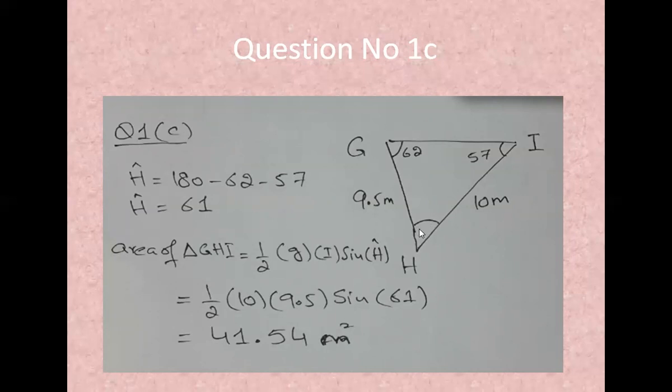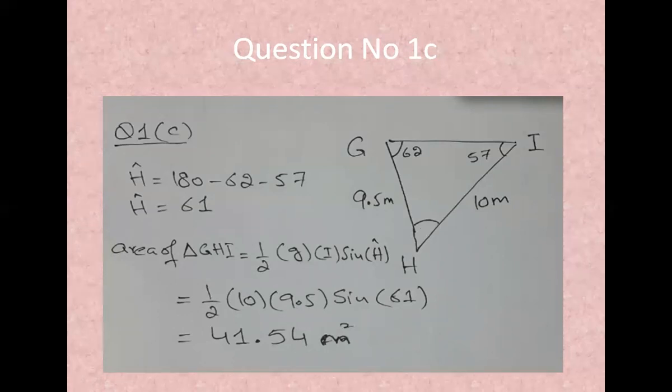I know the two angles of this triangle, so I can find the third angle very easily, because the sum of the angles in a triangle is 180. So from 180 I will subtract 62 and 57, and I will get the angle H. So the angle H is 61 degrees.